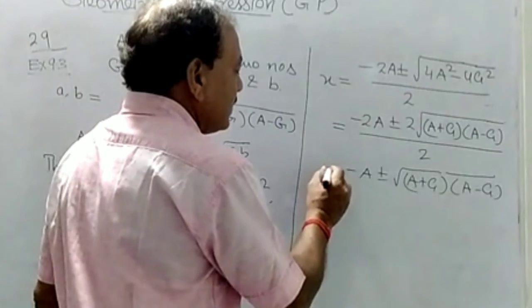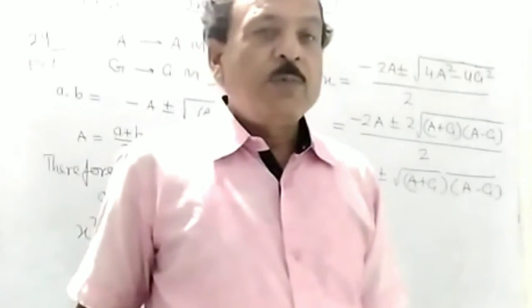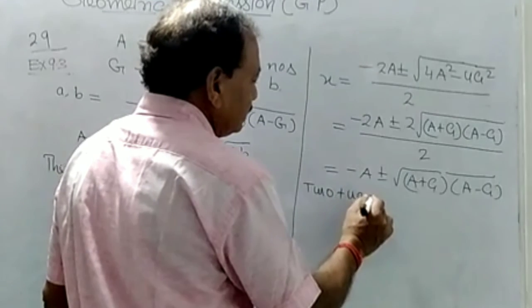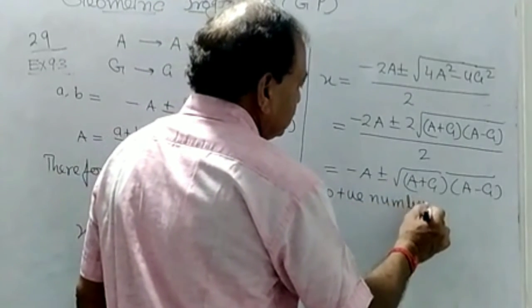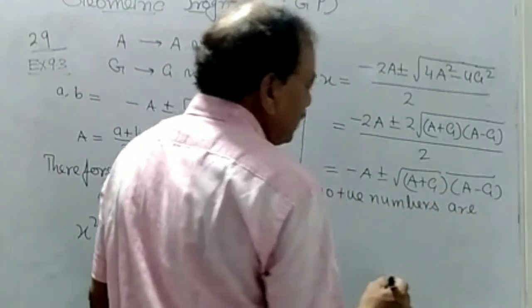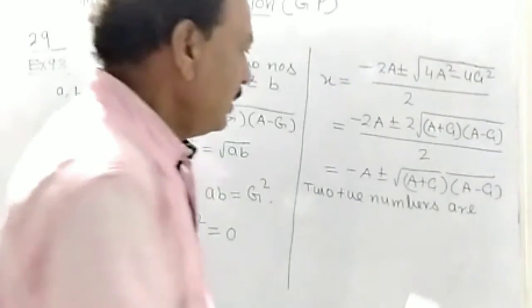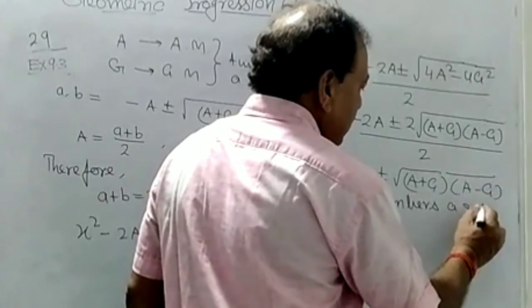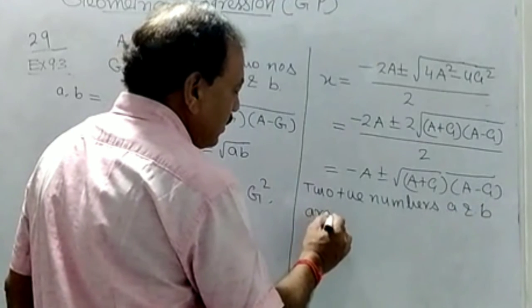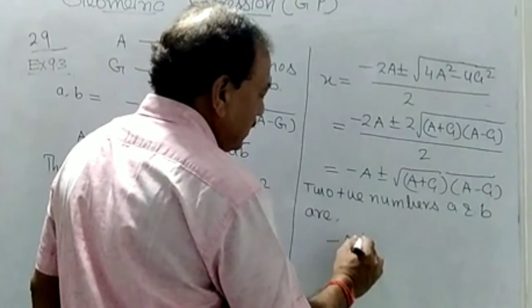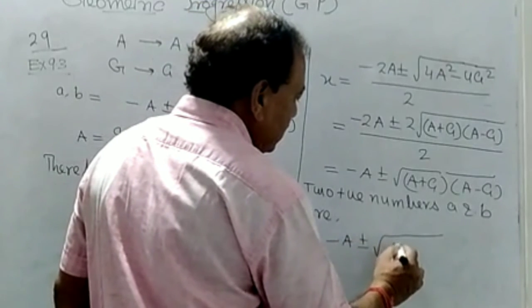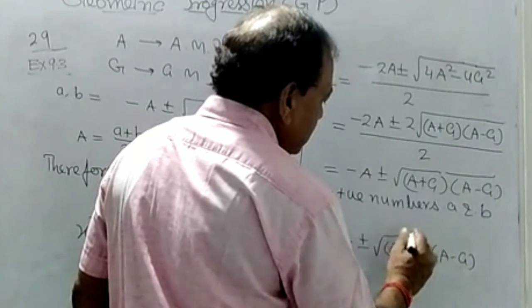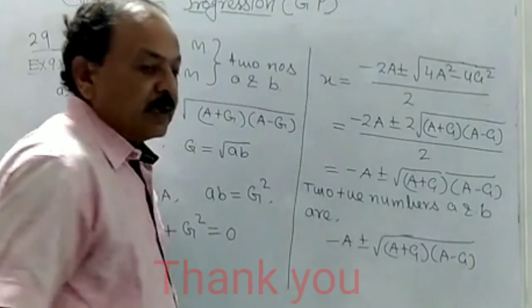Hence, we get the two positive numbers a and b as A plus or minus under root A plus G and A minus G. So this will be the answer. Thank you.